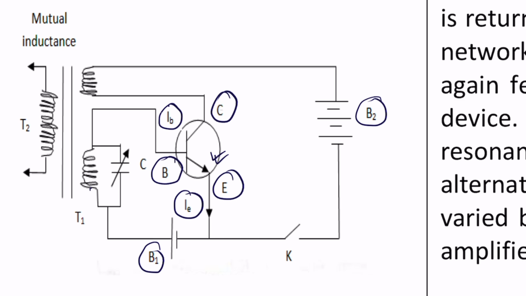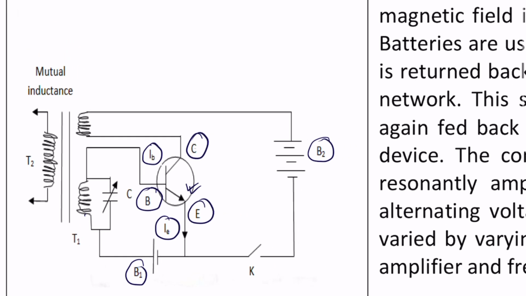This is the transformer basically. A transformer is a device based on the principle of mutual induction. So when current flows through one coil, an EMF is induced in the other coil. This is how the transformer operates. So let's understand.